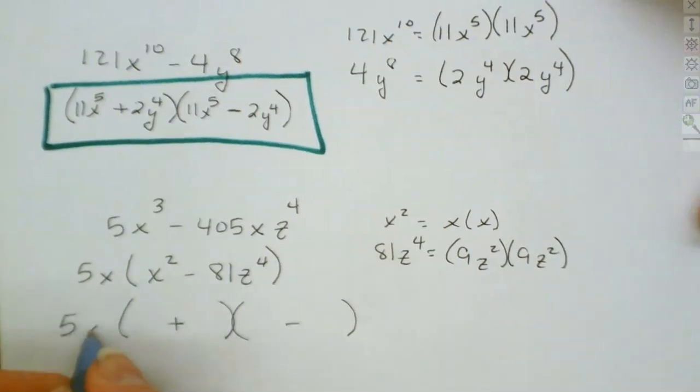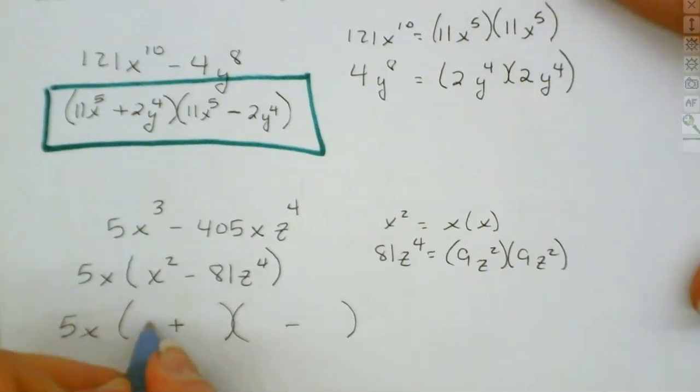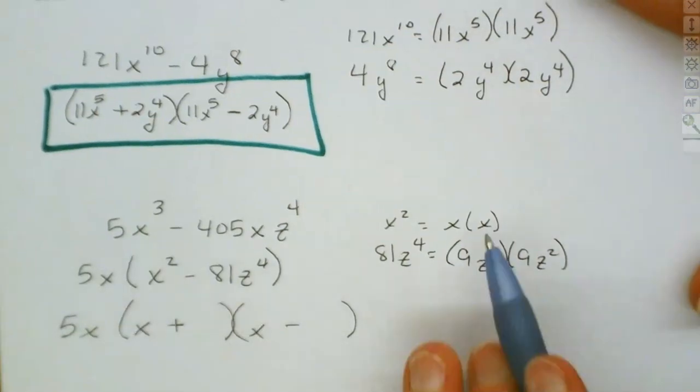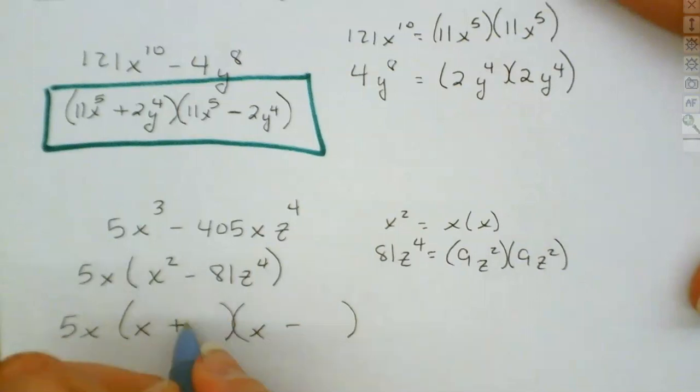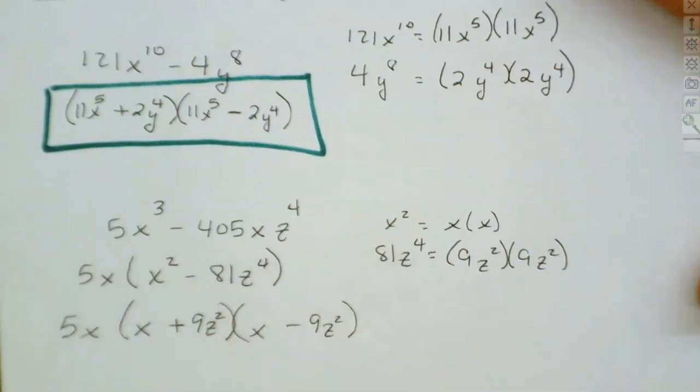And we have a 5x here. And what do we have left? We have an x and an x, because that's your x squared split up. And we have a 9z squared and a 9z squared there. That's as far as you can go there.